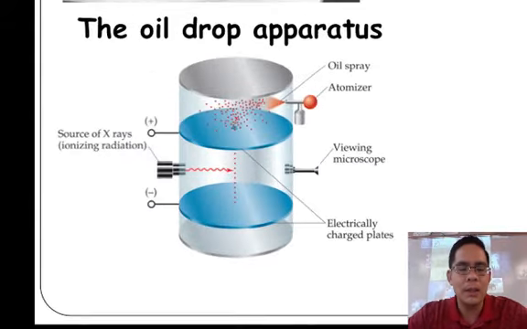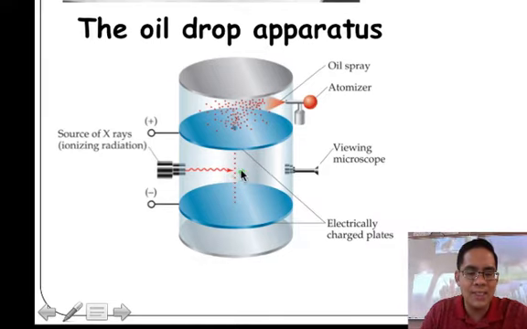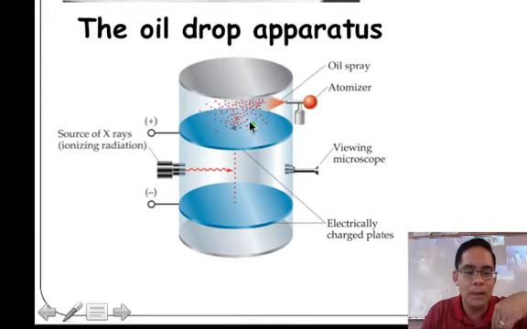And what he did was he created a scenario where he was able to take oil, charge them, and then create this plate structure in here, a viewing microscope, and these electrically charged plates was able to create a scenario where the electrons just kind of stood there and floated in midair. Okay, actually not electrons, but the oil drops were able to float because the charge on them would be attracted to the positive plate and would also be repelled by the negative plate.